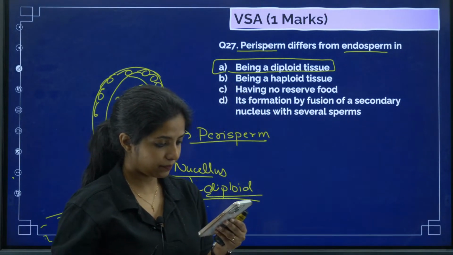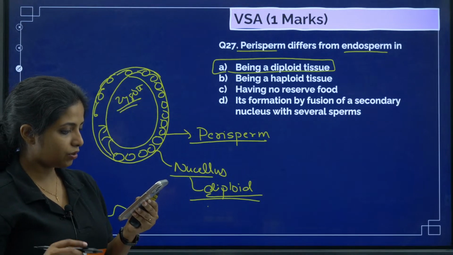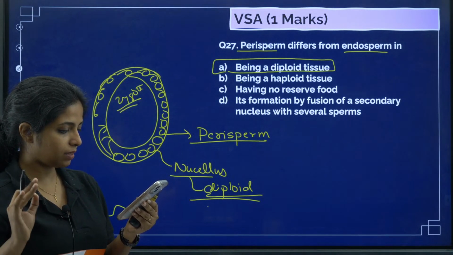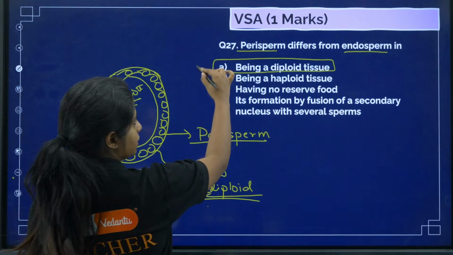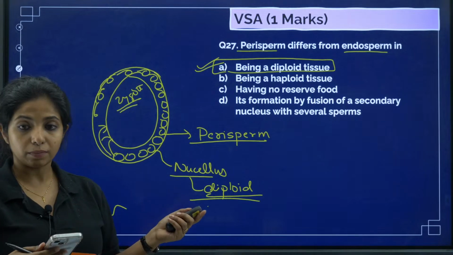Rocky, did you understand? Yes. So Gauri, Shakatali, Aman Chetty, Pradeep, Creative, Crafts, Shakatali, every one of you are now correct. It is this: perisperm differs from endosperm in being diploid.